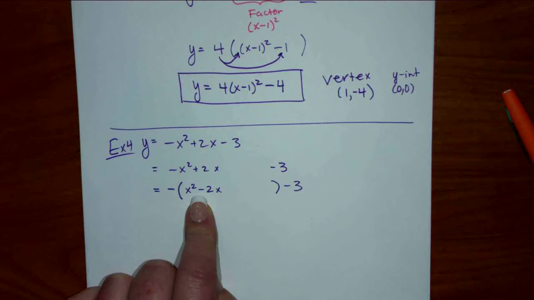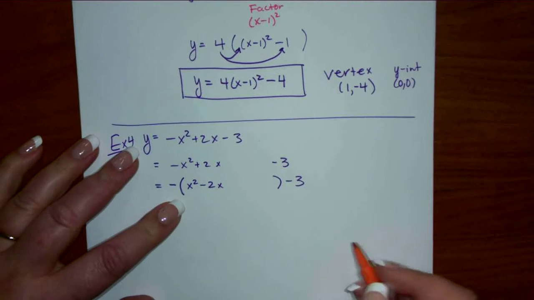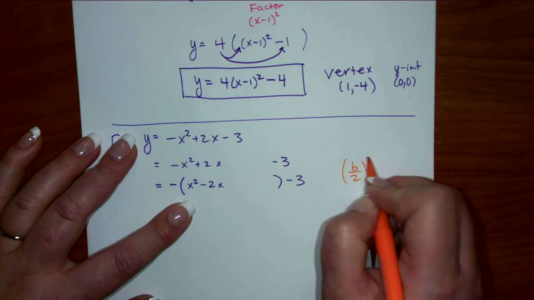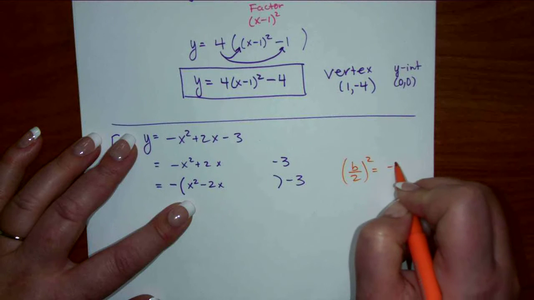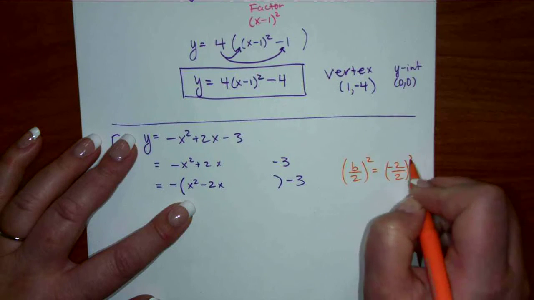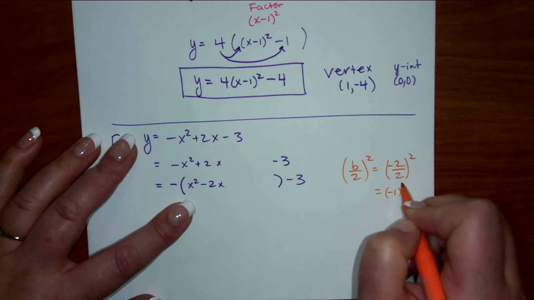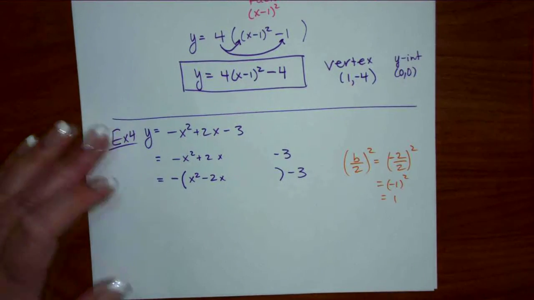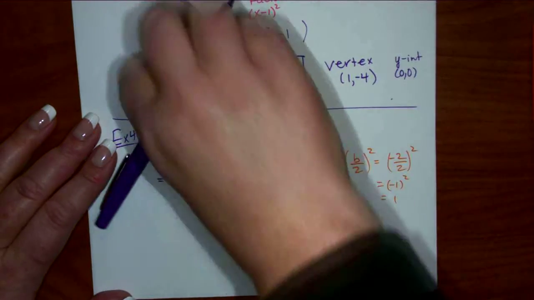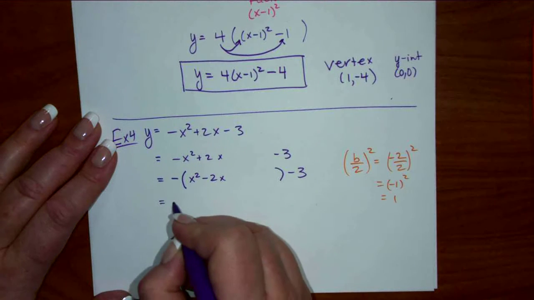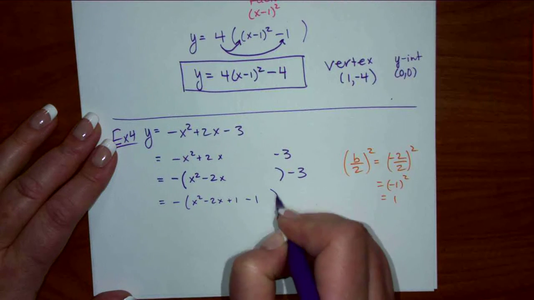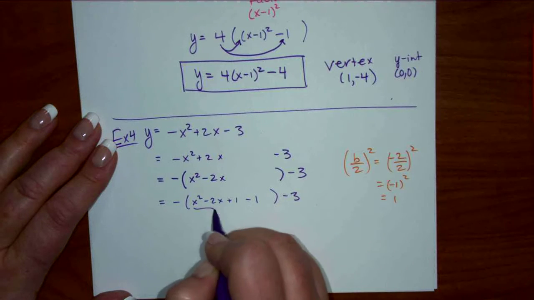Okay, so what next? Take b divided by 2 and square it. So that would be negative 2 divided by 2 and square it. 1. X squared minus 2x plus 1 minus 1. Factor this.